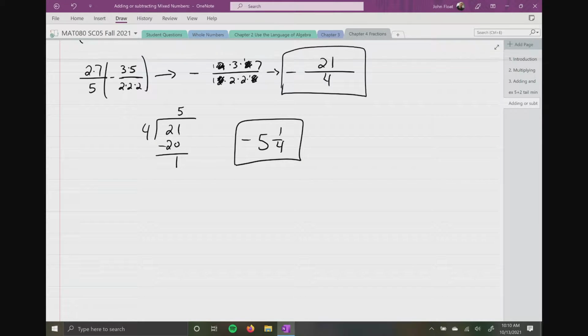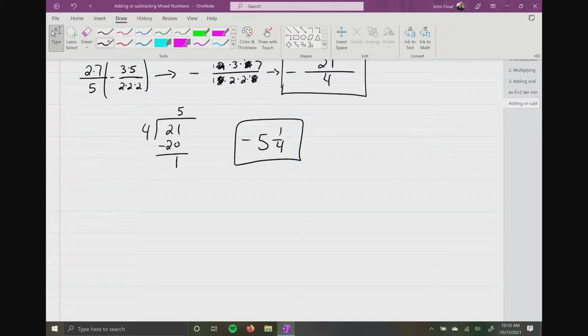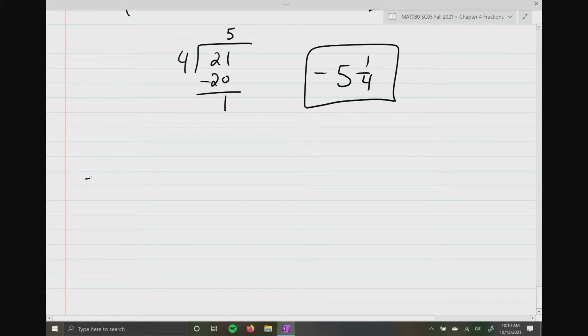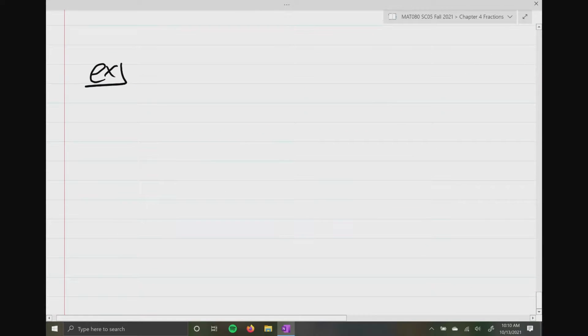Let me change to my pen that I want. And remember, if I'm moving too fast, just let me know. So here's our first problem. We're going to divide 8 over 5 divided by 3 and 1/5.